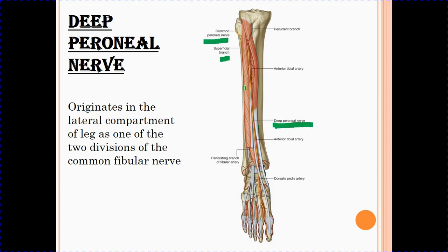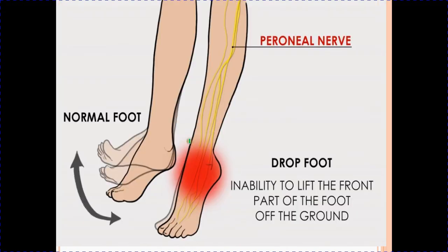The deep peroneal nerve enters into the anterior compartment by passing between the muscles, and it supplies the muscles of the anterior compartment. Now, whenever there is injury to the peroneal nerve, because it is lying in a very superficial area, it winds around the neck of the fibula, which is a vulnerable position.